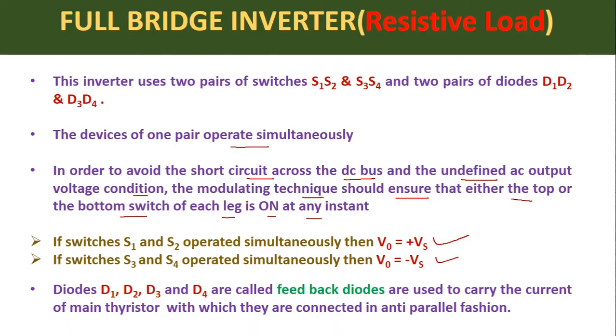Here diodes D1, D2, D3, D4 used in the circuit are called as feedback diodes and are used to carry the current of main thyristor with which they are connected in anti-parallel fashion. As you can see in the circuit diagram, the diodes are always connected in anti-parallel fashion with the thyristor switches.